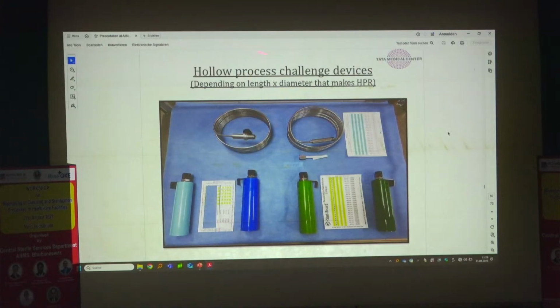We are also using the hollow process challenge devices from GKE. These are the ones we are using in the ETO machine, and these are for the steam machine. There is some Bowie-Dick VDS test, simulation test, some BMS test, and this is also for the BMS test for ethylene oxide purposes. Not for plasma, we are not using such devices because the plasma concentration level is very low, so I think it cannot be passed.